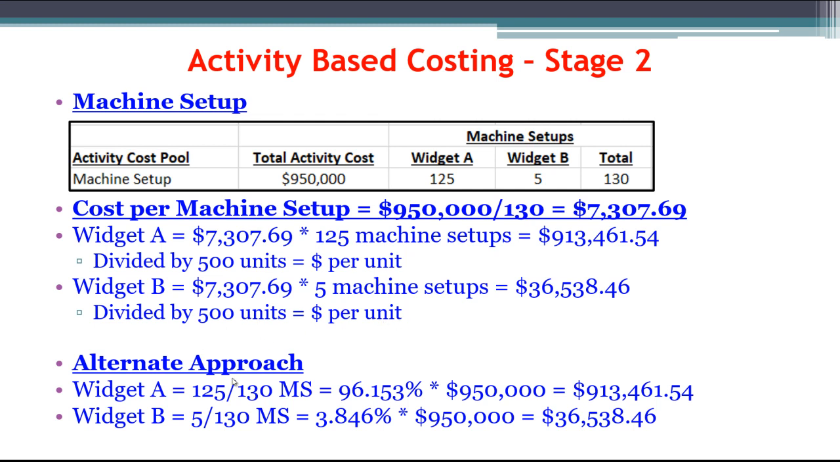The alternate approach we talked about before, 125 out of 130 machine setups, 96%. And then we have 3.8% down below. Multiply each percentage by that total cost, you're going to end up with the same amount under each approach. Part of it will depend on how much you round the percentage, and for that matter, the dollar amount, but it should be very, very close.